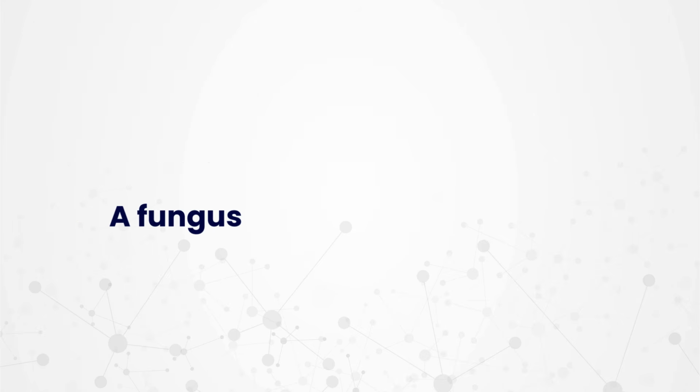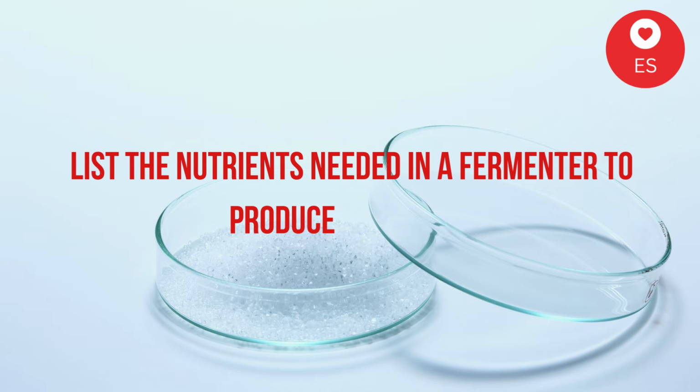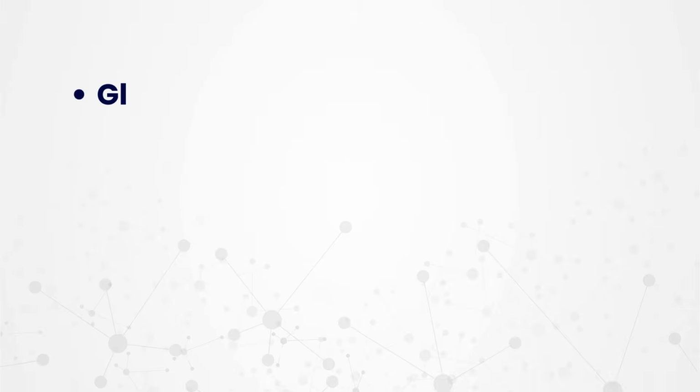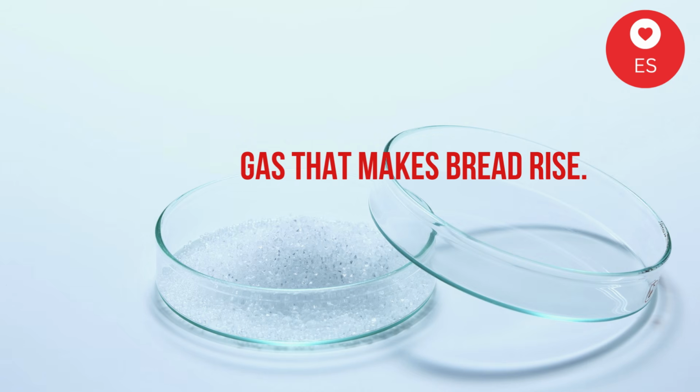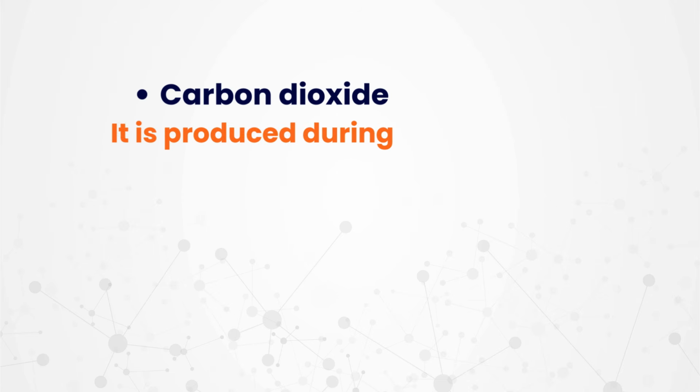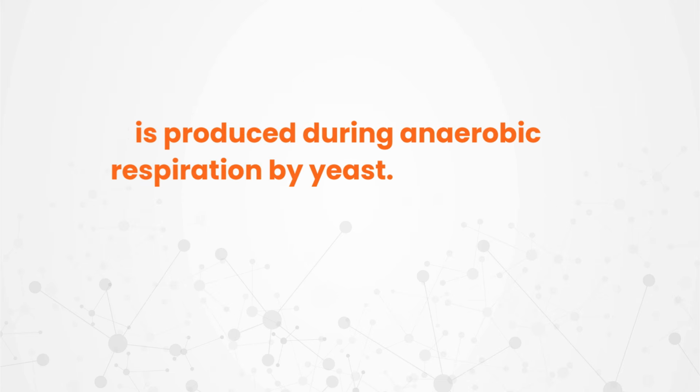Name the microorganism that produces penicillin. Penicillium, a fungus. List the nutrients needed in a fermenter to produce penicillin. Glucose, ammonia, amino acids, mineral salts, water. Name the gas that makes bread rise. Carbon dioxide. It is produced during anaerobic respiration by yeast.